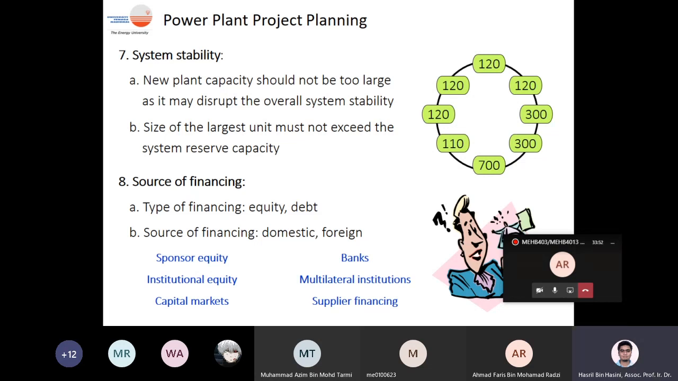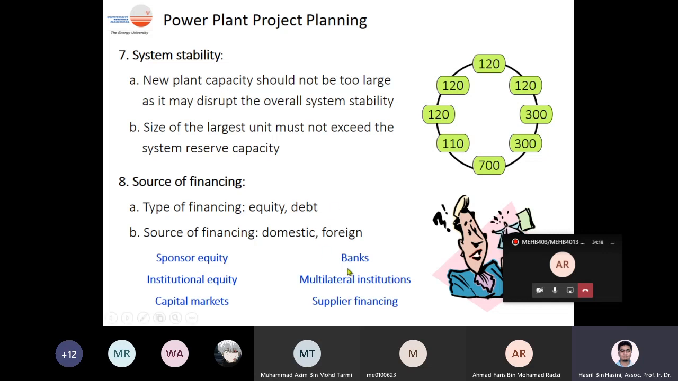Then we have the source of financing. There are different types of financing available for power plant construction, or maybe for any other projects as well. It is more or less similar. It is either based on the equity base or on the debt base. Source of financing, whether you are looking for the financing from domestic or from foreign.